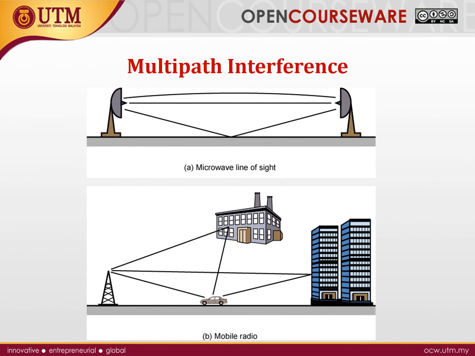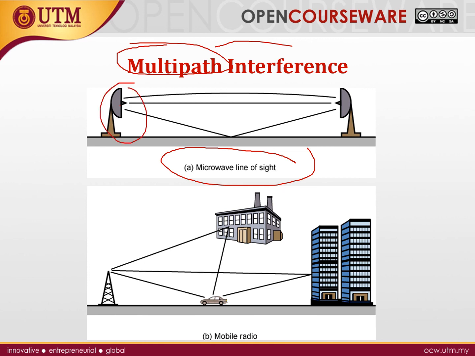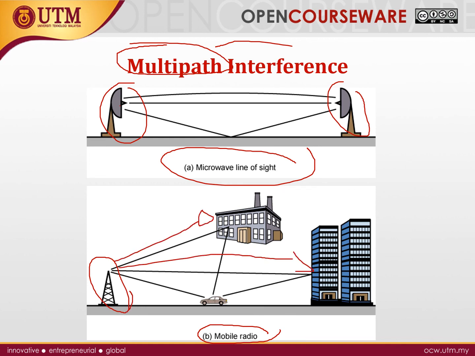And then finally we have multipath interference. For example, this is a microwave line of sight, point A to point B. And then we have, for example, mobile radio. It goes from the antenna here to houses, offices, and cars. It goes everywhere that we need to use it.